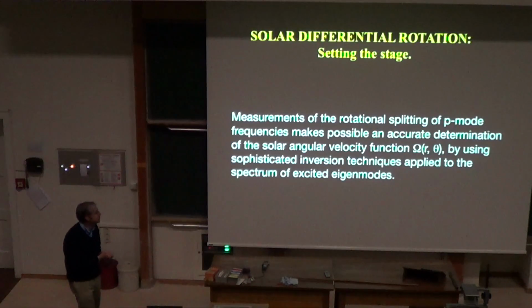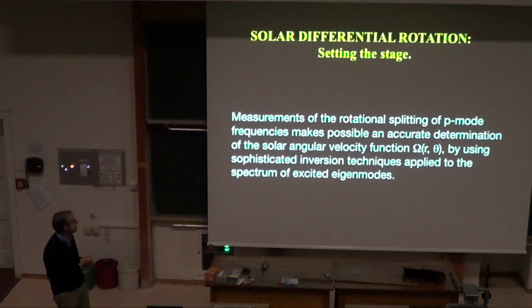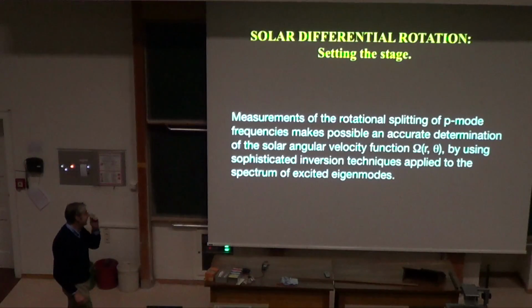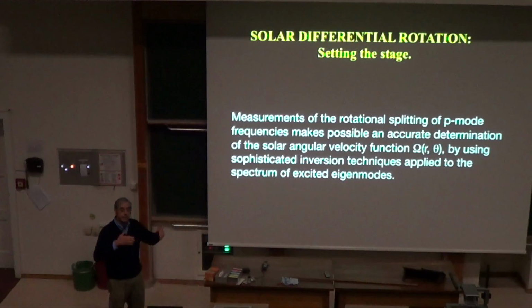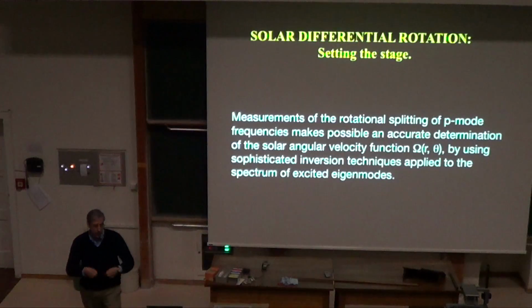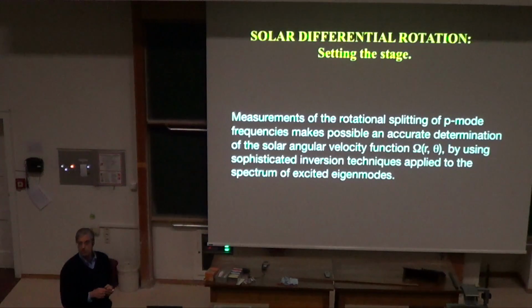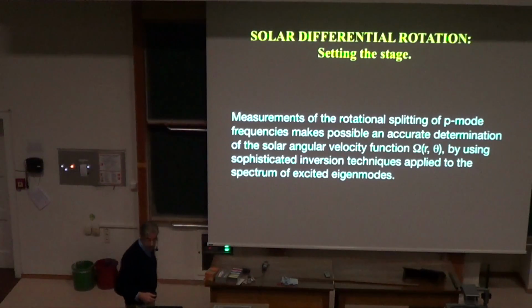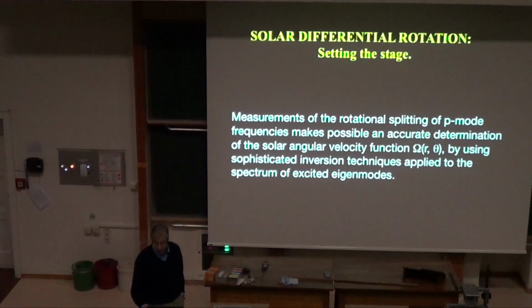My notation here is omega is the angular velocity, rotation rate. r and theta are standard spherical coordinates, r radius, theta co-latitude, measured down from the z-axis, the rotation axis. So by using rather sophisticated inversion techniques applied to the spectrum of these eigenmodes, you could deduce in remarkable detail what the internal state of the sun was, including its rotation profile.